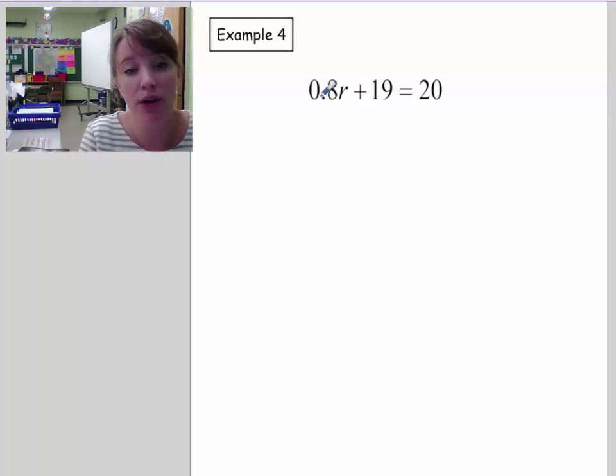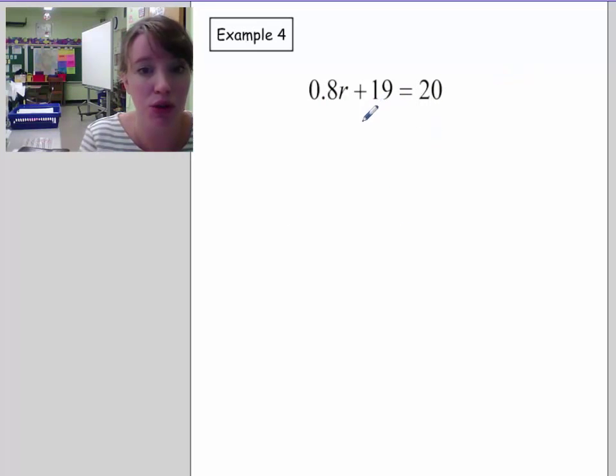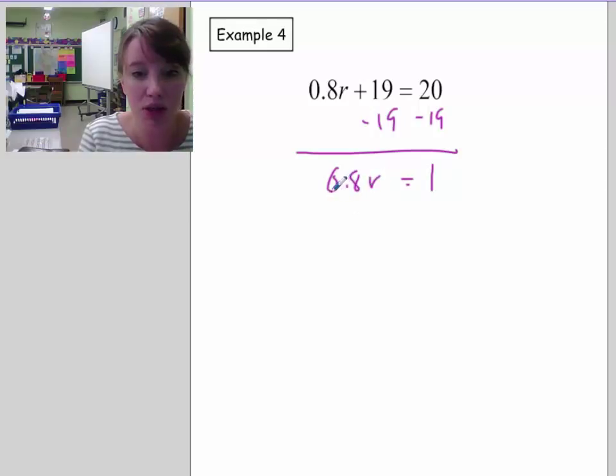Okay, we have a coefficient that is a decimal here, so that's something that's maybe sort of new to you. So first thing I want to do is get rid of any addition and subtraction. So I have 0.8r is equal to 1. Now in order to deal with this, you can either divide both sides by 0.8, or I always like to put my decimals in terms of fractions. I think it's easier that way.